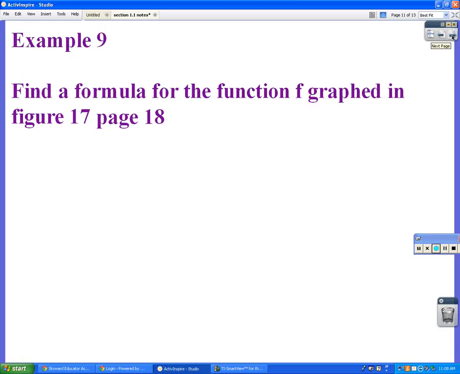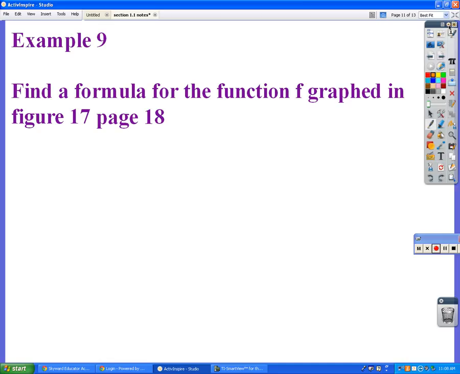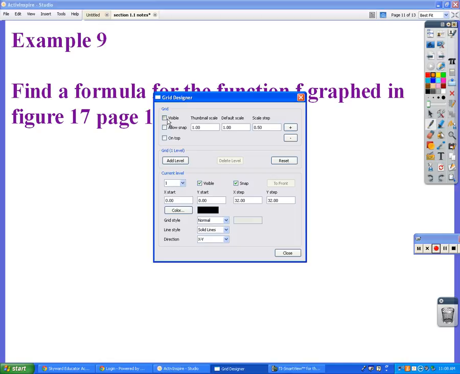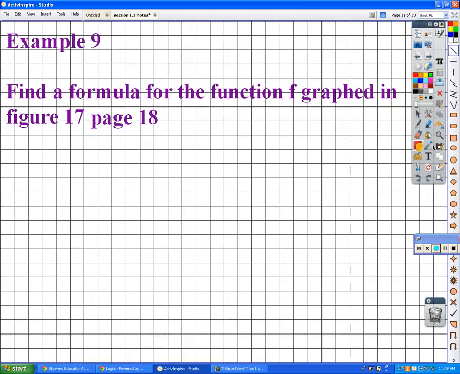Okay. All right, find a formula for the function f graphed in figure 17 on page 18. So now we're going backwards. So figure 17 is right there in the middle. Okay, yeah. So that's going to be a little piecewise function. Let me get a little picture of that over here. It's negative, and then it's a line after that.